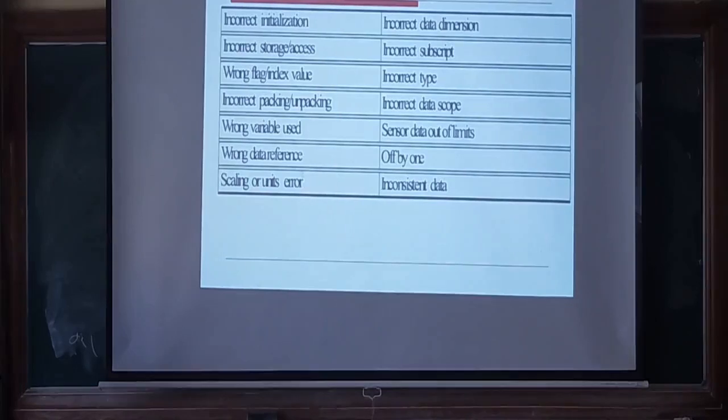Similarly, there can be data faults. Suppose incorrect initialization, incorrect storage, wrong flag, incorrect packing, wrong variable used, wrong data reference, scaling or unit error, incorrect data dimension, incorrect subscript, incorrect type, incorrect data scope, sensor data out of limit, off by one, inconsistent data are some of the examples of data faults.